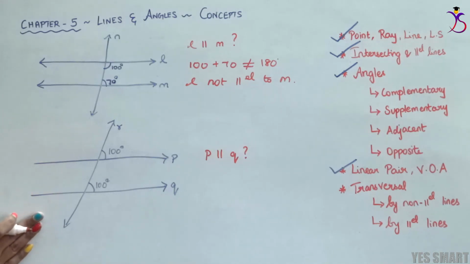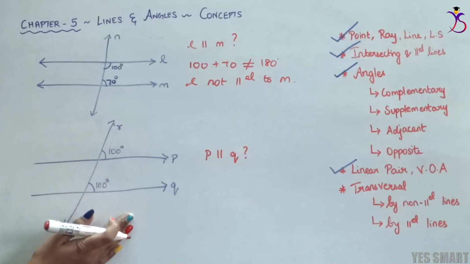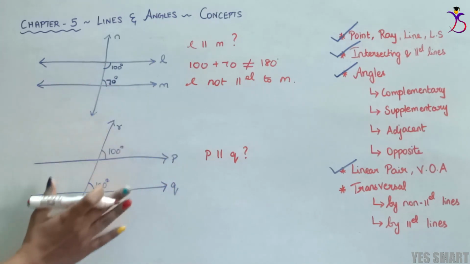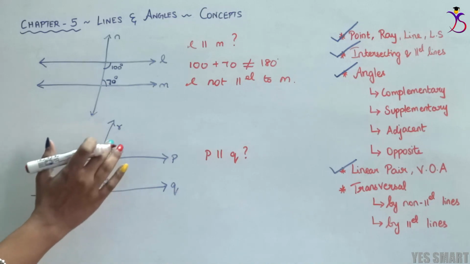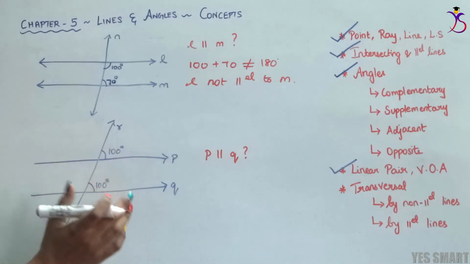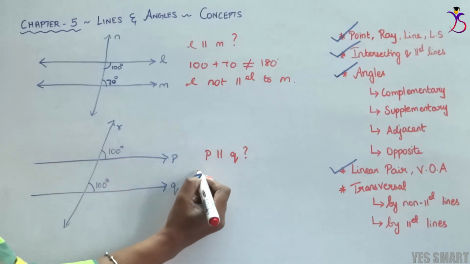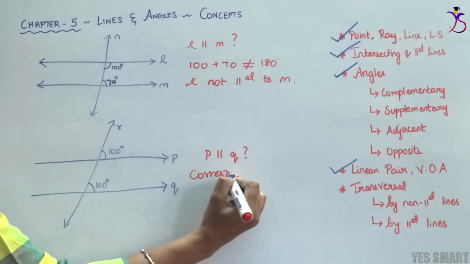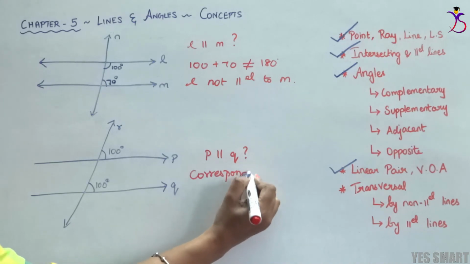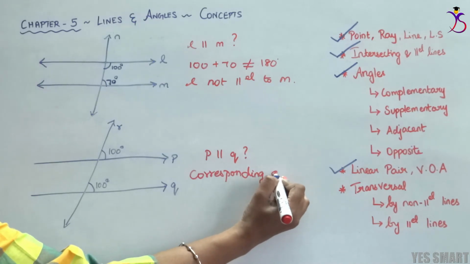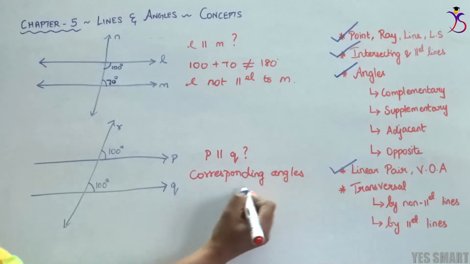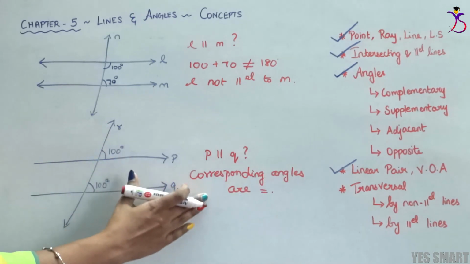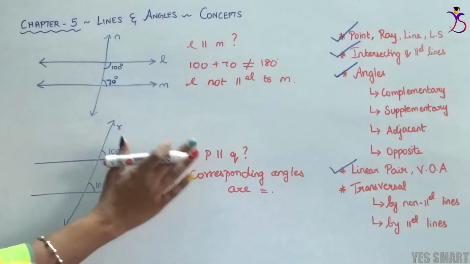Now in this example they have given two angles as 100 degrees each and are asking whether line P is parallel to line Q. We already know by the property that corresponding angles are equal. So on observing the diagram, yes, here the corresponding angles are equal. Hence line P is parallel to line Q. We can conclude that line P is parallel to line Q because it satisfies the property where the corresponding angles are equal.